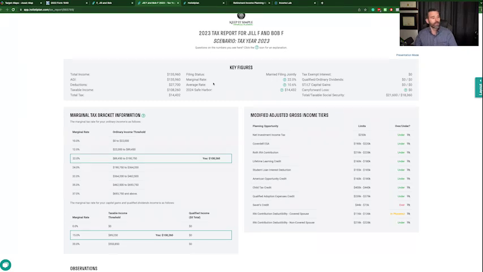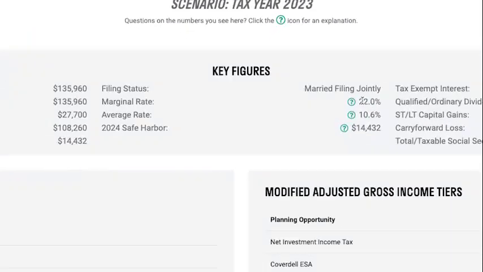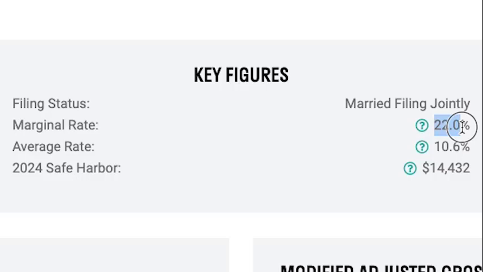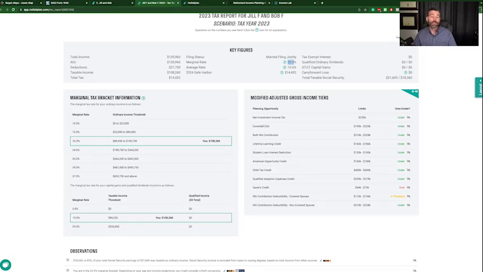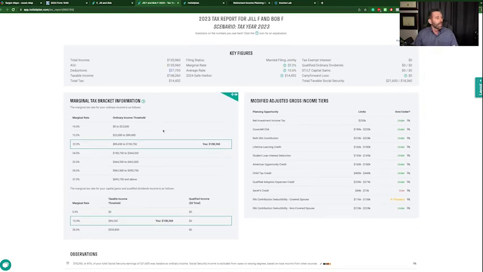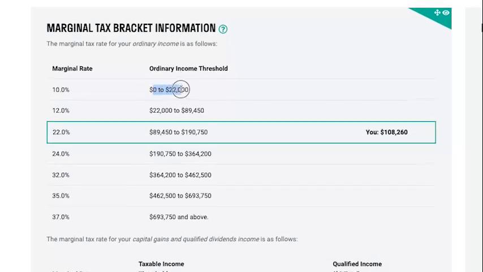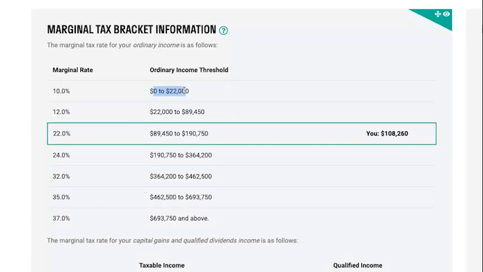But again, we provide this right here on the tax report. And right here, we're going to see that they're currently in the 22% marginal tax bracket, right? And if you remember, we have what's called a progressive tax system here in the US. We have, you can either call it the 0% tax bracket or the standard deduction, which is here. And then we're going to have our next level of tax brackets here, which we call the 10% bracket.